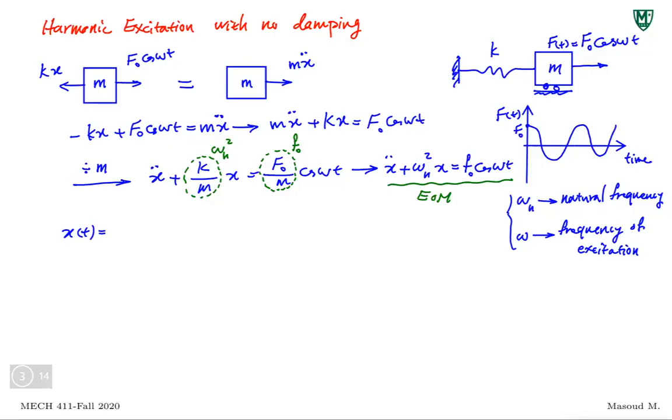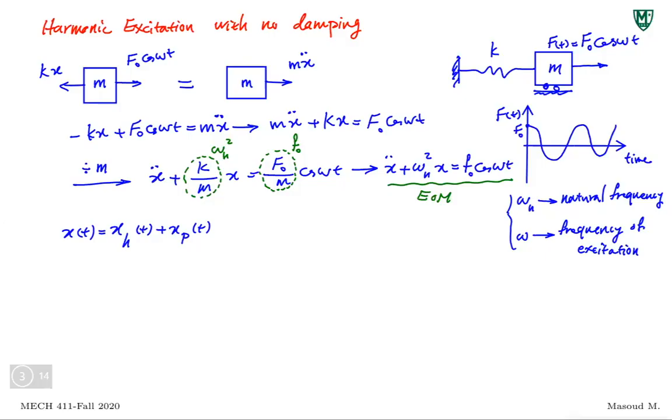For this non-homogeneous second order differential equation, the solution has two parts: a homogeneous part and a particular part. The particular solution comes into play because of the non-homogeneous part of the equation, f naught cosine omega t. Remember when we were talking about how to solve second order differential equations, depending on the form of that non-homogeneous part, in this case a cosine function, we had some suggested solutions.